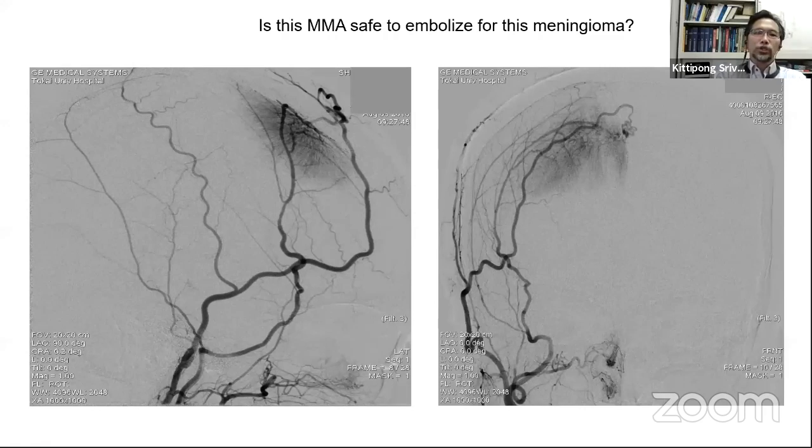Okay, so this is an injection of the external carotid artery, trying to embolize this meningioma. No big deal. You see a large middle meningeal artery here, large middle meningeal. There's a branch from the STA here too.